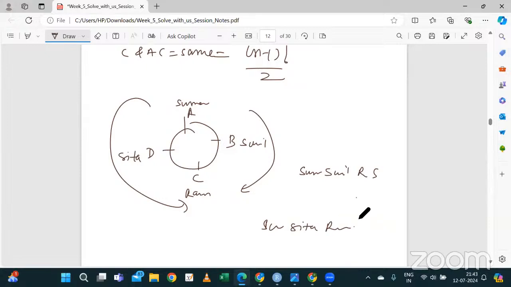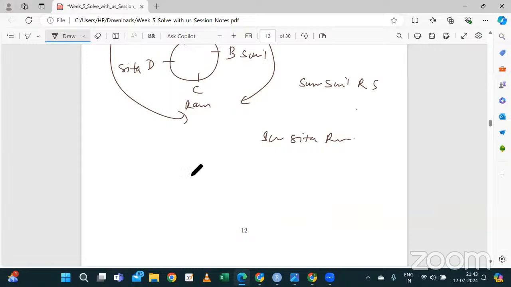So both are different, right? Clockwise and anti-clockwise are different. Let's say you have a necklace of beads. If you go like this or go like this, both are same, right? Clockwise and anti-clockwise are same.